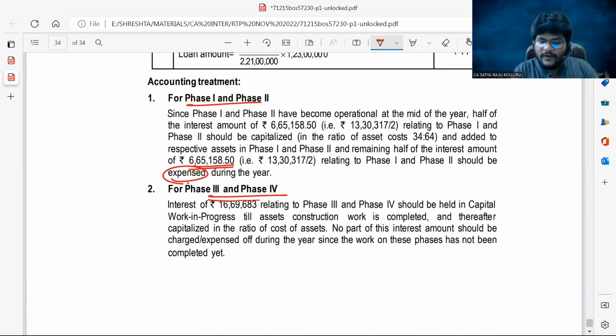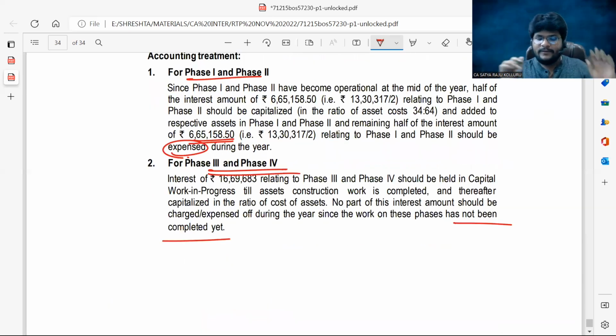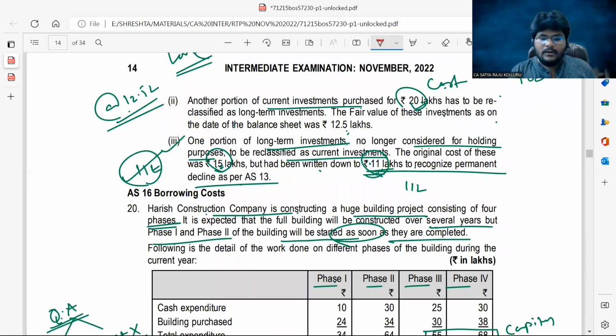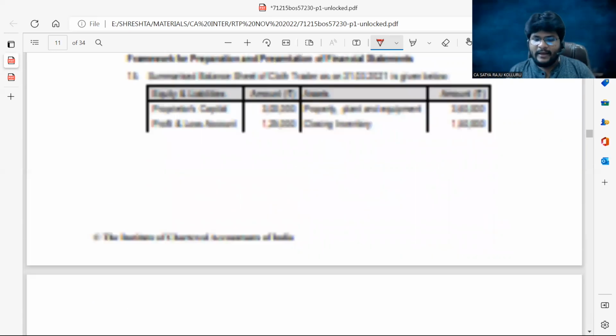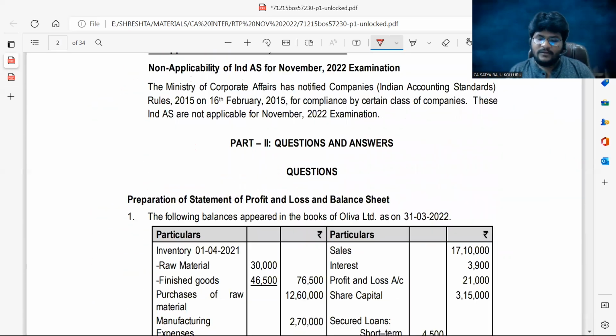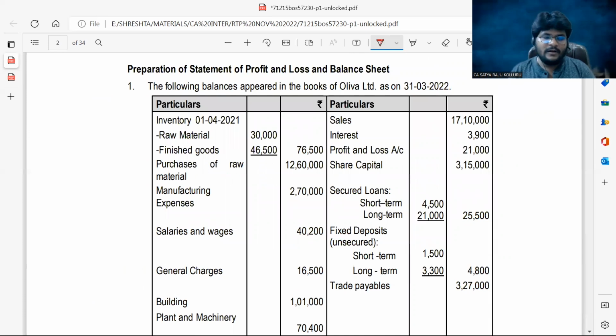For phase 3 and phase 4, still they are under the work in progress. That's why entire amount was capitalized. Even a single rupee no need to expense, as it has not been completed yet. So that's why the entire amount should be capitalized. Fine. This is all about AS 16 problem, guys. Hope we successfully completed problems based on accounting standards. Now let us have a discussion regarding the other problems, guys. Concentrate.